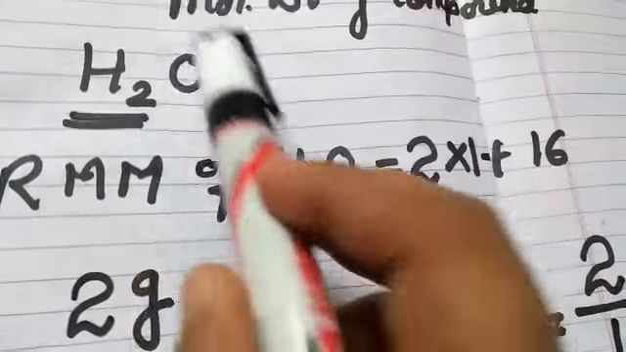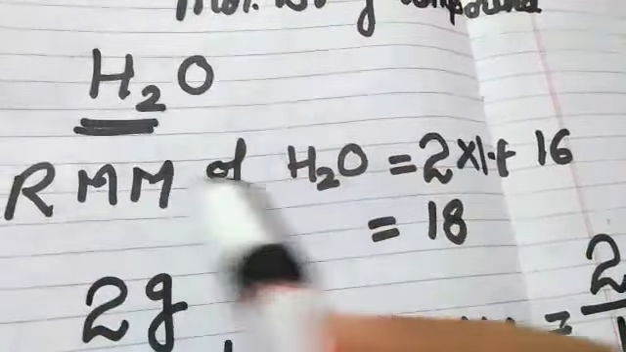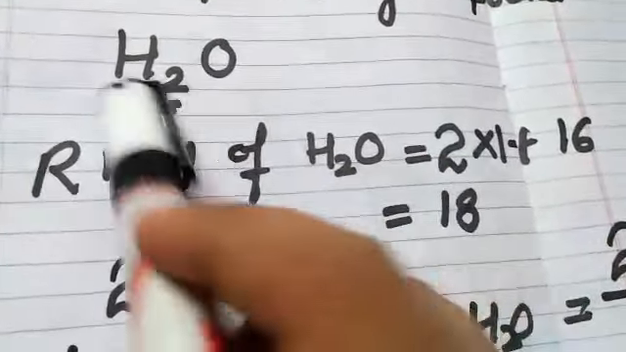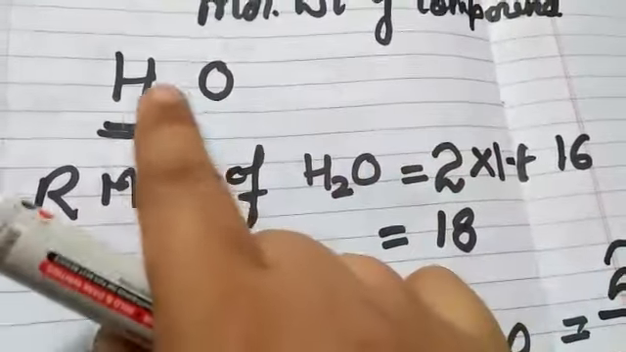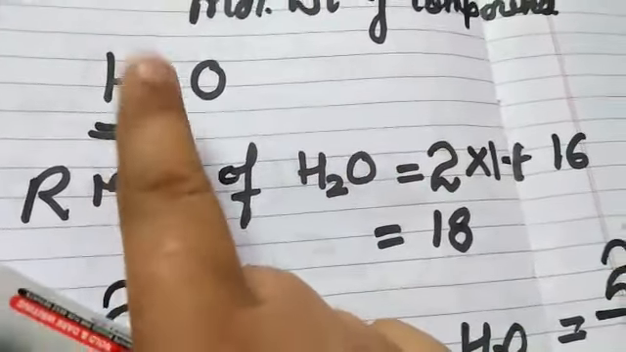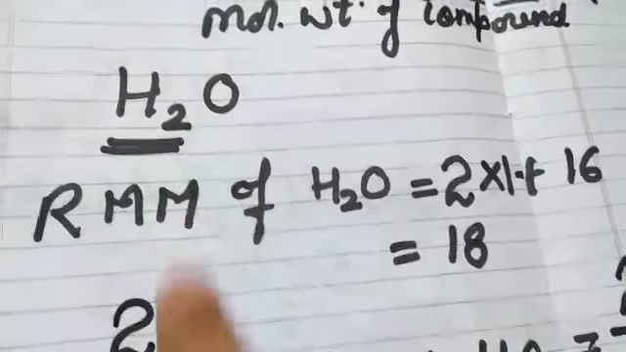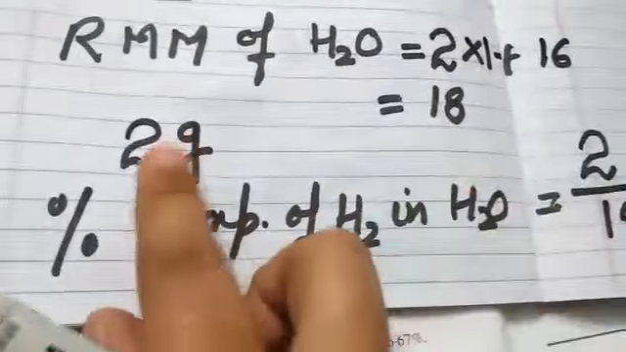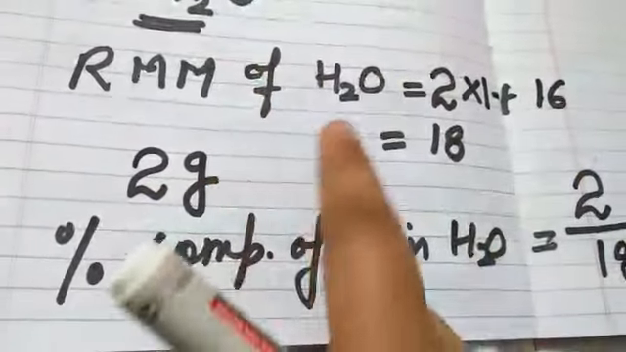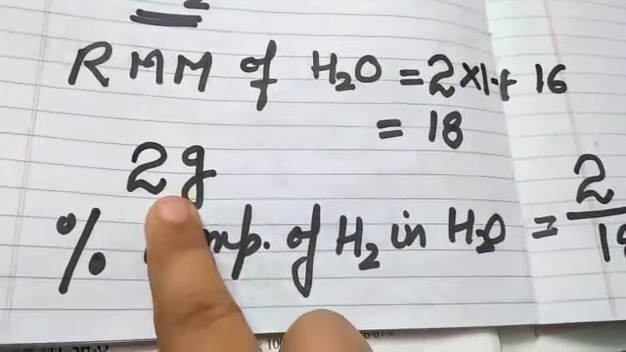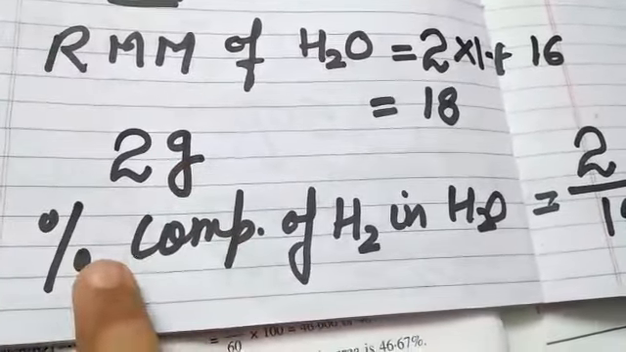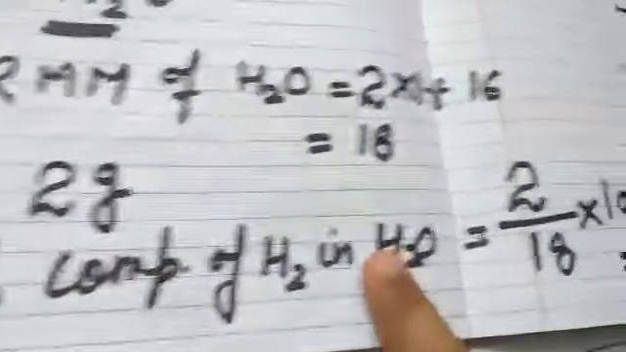So पूरे molecule का weight कितना आ गया? It is 18. Now in this compound, how many atoms of hydrogen are there? 2. So we know that each hydrogen contains how much? 1 gram. So 2 hydrogens कितना हो जाएगा? 2 gram. इस compound में, water में, how many hydrogen are there? 2 gram. So percentage composition of hydrogen क्या आ जाएगा?